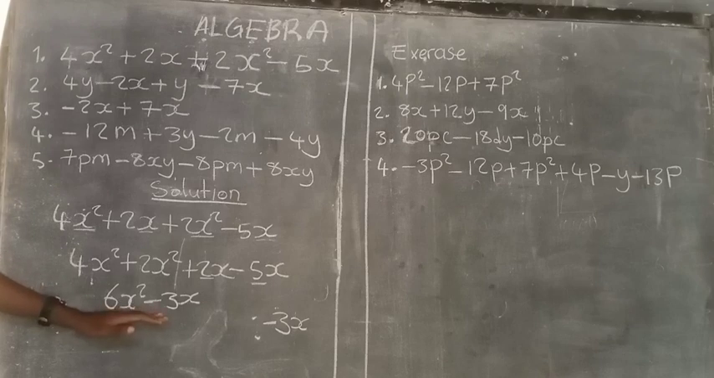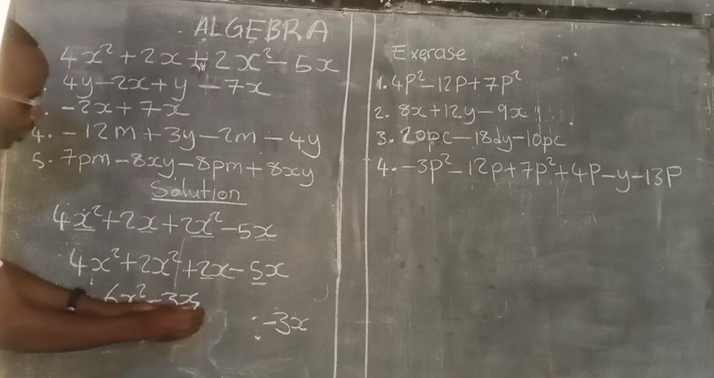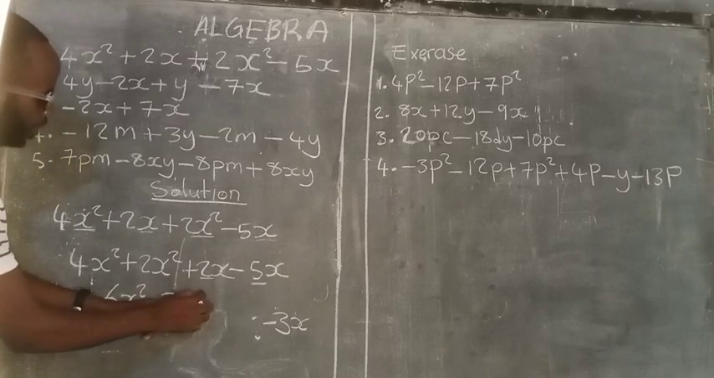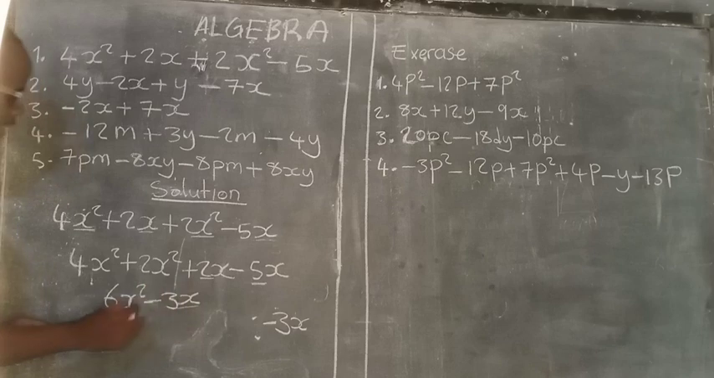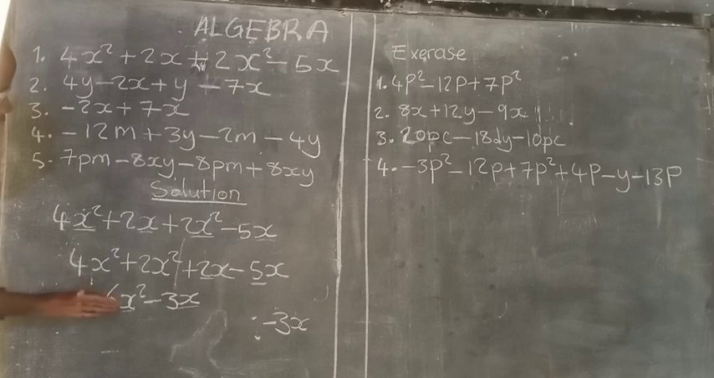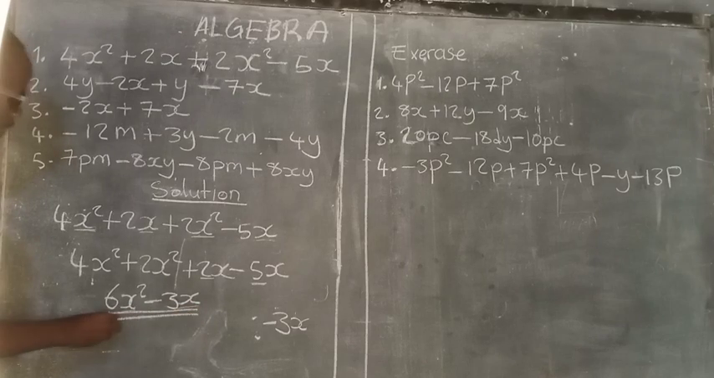Can we simplify this further? No, because these are not like terms. This is x squared, but this x doesn't have a square. So this x is not the same as this one. We cannot simplify. This is more like saying 6 bananas minus 3 apples. You cannot subtract things which are not the same. So it is impossible. This is our answer.